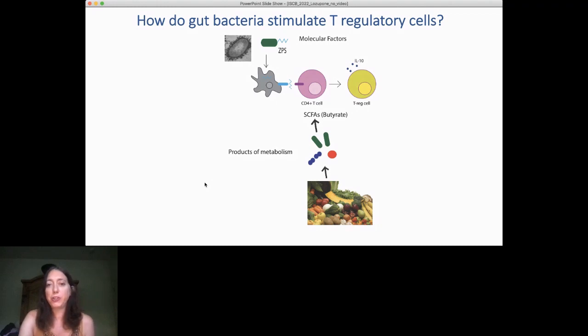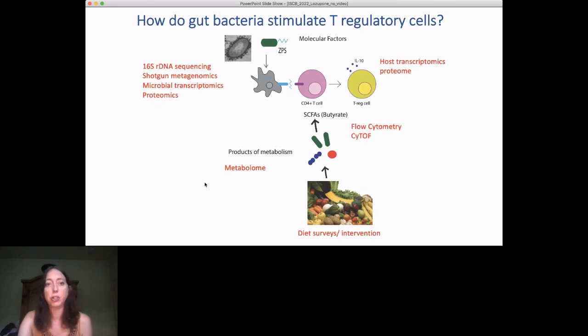We have only scratched the surface in understanding the diversity of ways that gut microbes influence immune cell populations. So one goal is to develop a greater understanding of these processes through multiomic data interrogations. So using, for instance, not only 16S, but shotgun metagenomics or microbial transcriptomics, we can look at bacterial composition and activity. By looking at the metabolome, we could determine molecules that microbes are producing.